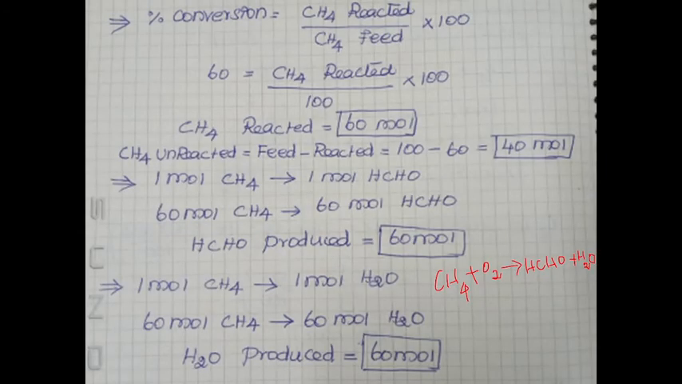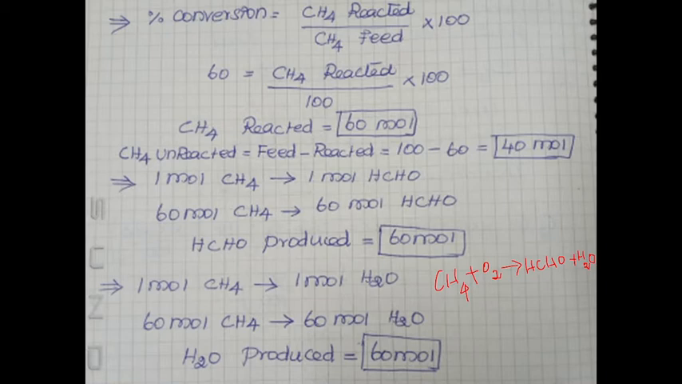First we are going to calculate the methane unreacted value using percentage conversion. Percentage conversion is equal to methane reacted divided by methane feed into 100. Percentage conversion is given data. You should take that value and substitute here. 60 is equal to methane reacted divided by 100 into 100. Finally we get the methane reacted value, 60 mole.